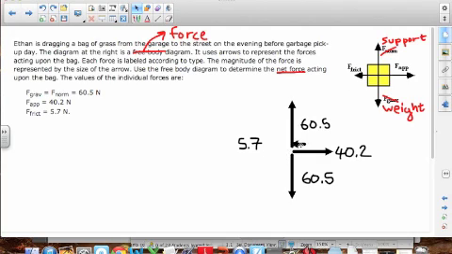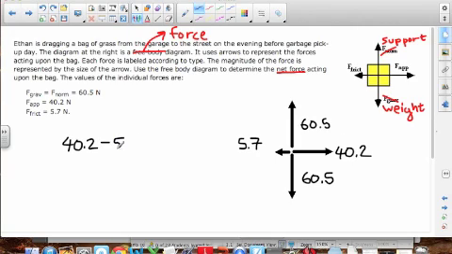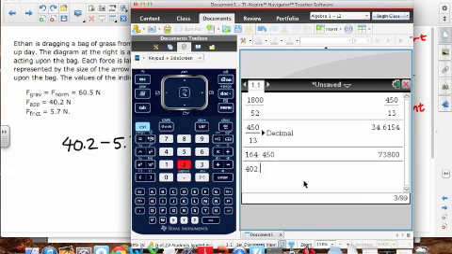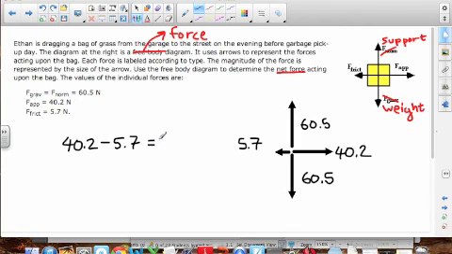So the force of friction is taking away some of the bite of the applied force, because they point in opposite directions. What we have to do is take the applied force, 40.2 newtons, and subtract the force of friction. So 40.2 minus 5.7 is 34.5. And this, ladies and gentlemen, is the net force, 34.5 newtons.